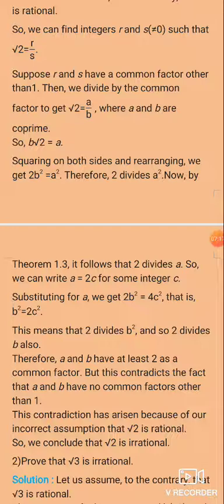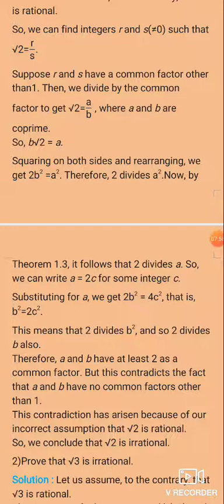But this contradicts the fact that a and b have no common factor other than 1. That means we took a and b as co-prime numbers, since if they are co-prime, they have only 1 as a common factor. But here we have one more common factor, 2. This contradiction has arisen because of our incorrect assumption that root 2 is rational. So we assumed at the start root 2 is rational. It is a contradiction, so we can conclude root 2 is irrational.